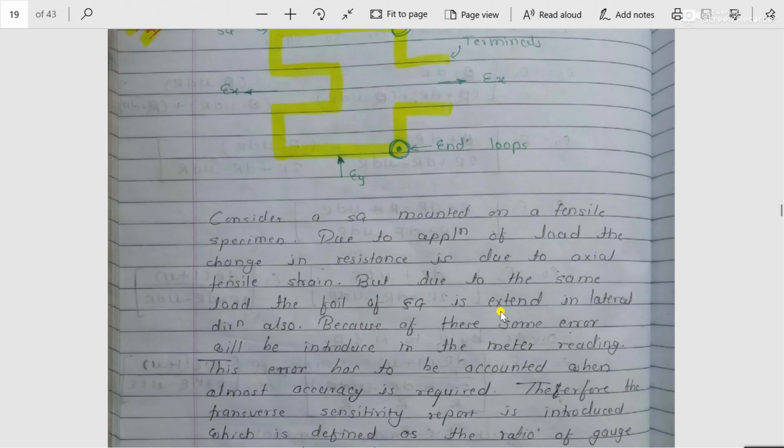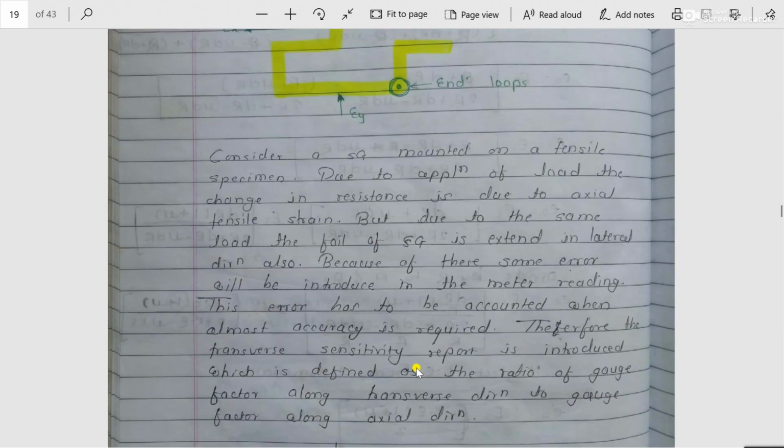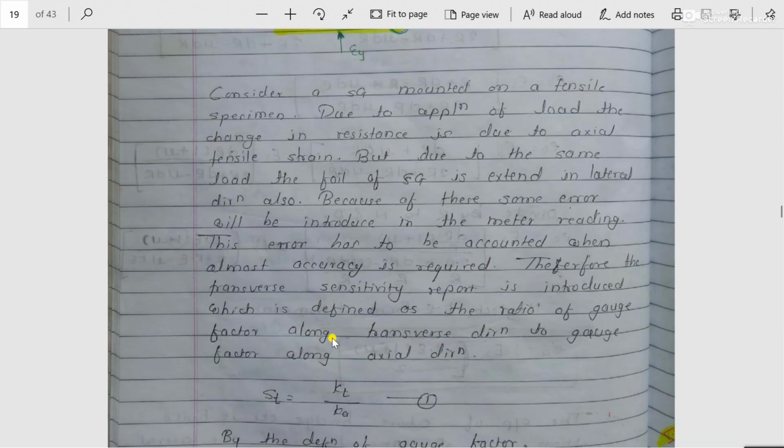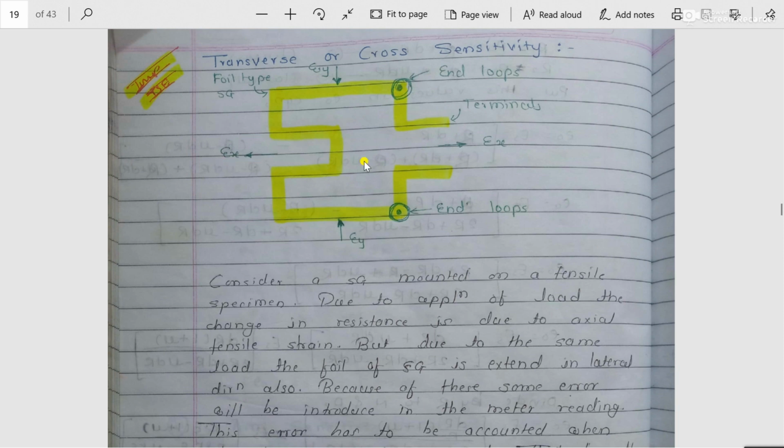Therefore, the transverse sensitivity is defined as the ratio of the gauge factor along the transverse direction to the gauge factor along the axial direction. This x direction is considered the axial direction, and this y direction is considered the transverse direction.